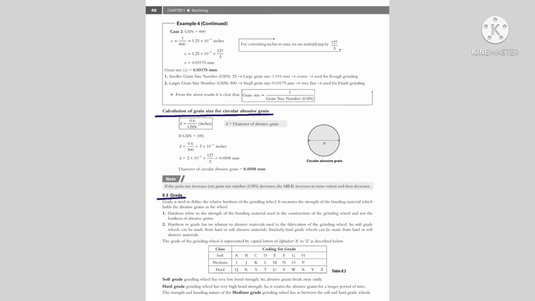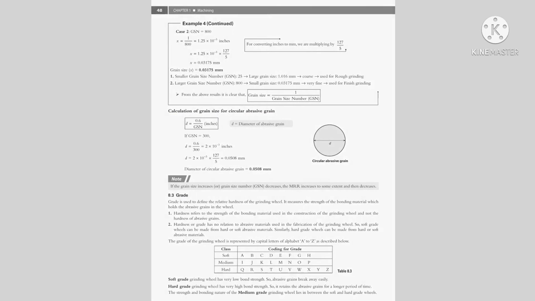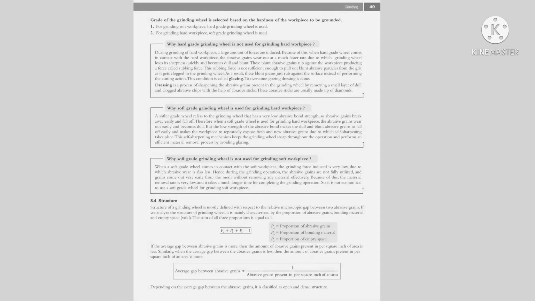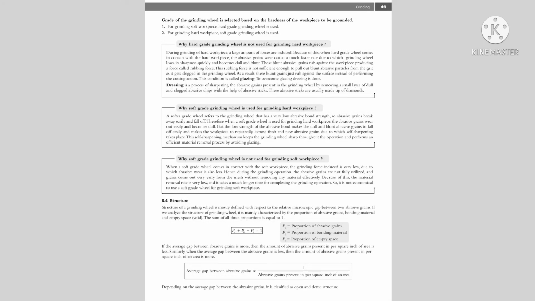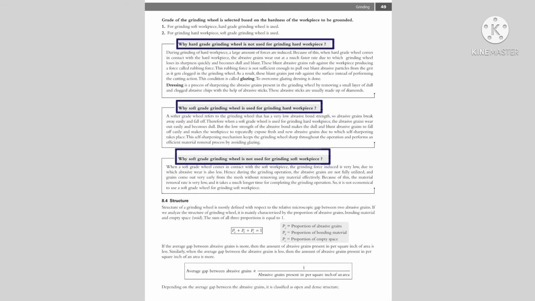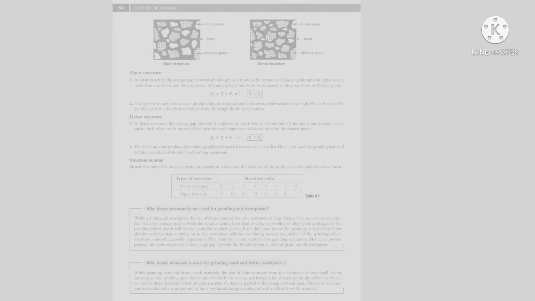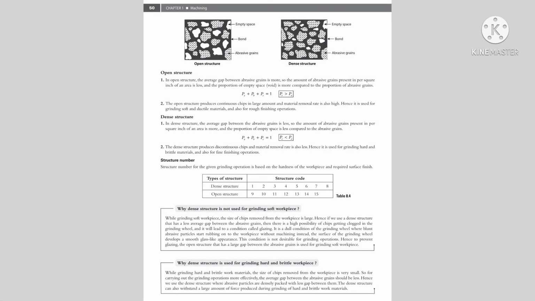Next topic is grade, which is used to define the relative hardness of the grinding wheel. The coding for grade of the grinding wheel is given in a tabular column. In the next page there is an explanation on why different grades of grinding wheel are selected based on hardness of the workpiece. Next specification is structure, which is explained in detail in the next page with the help of a diagram.